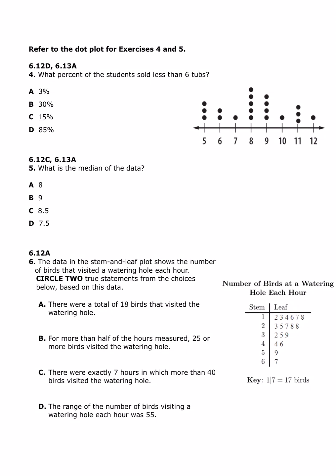Refer to the dot plot for exercises 4 and 5. 4. What percent of the students sold less than 6 tubs? 5. What is the median of the data?